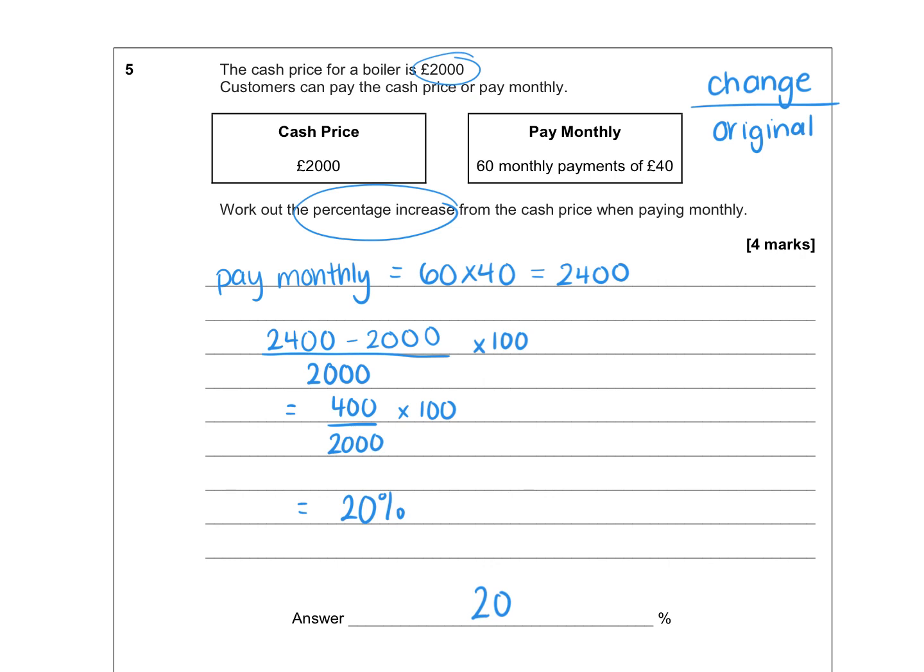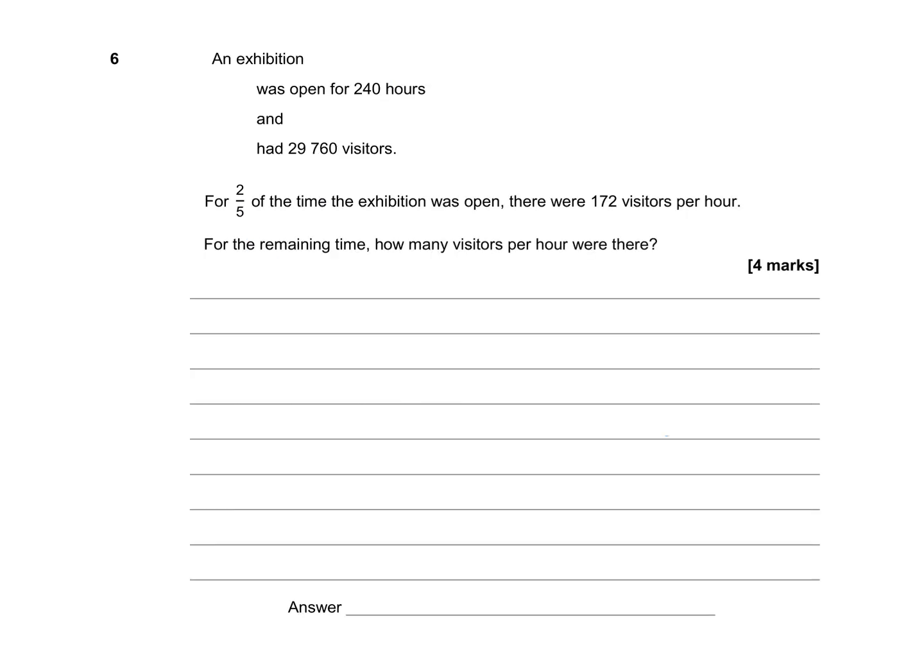Okay, percentage increase. Well, when we're looking for the percentage increase or the percentage change, it's always the change divided by the original amount times by 100 to turn into a percentage. There we go. Question 6.